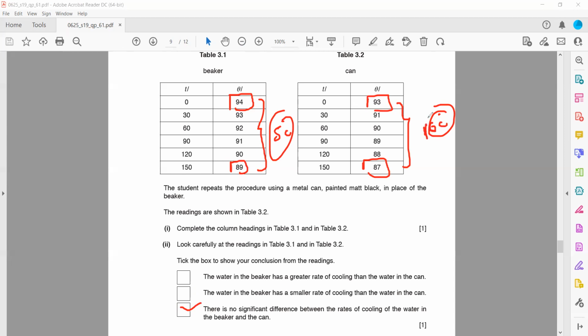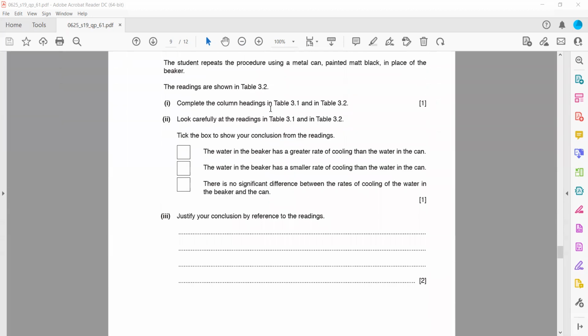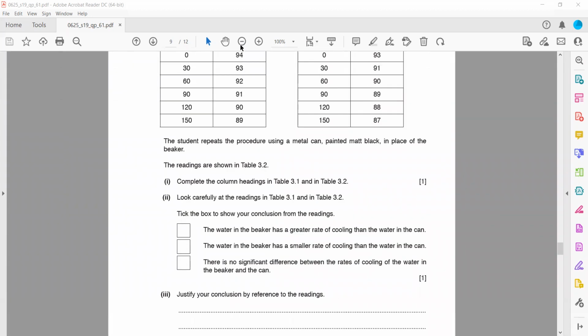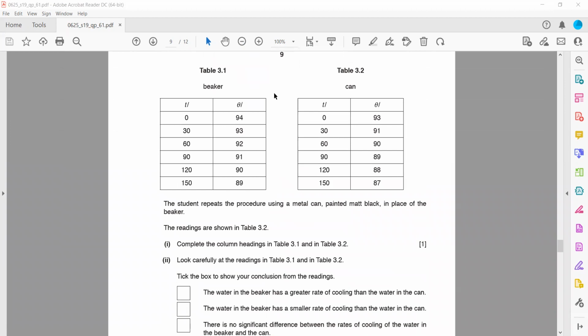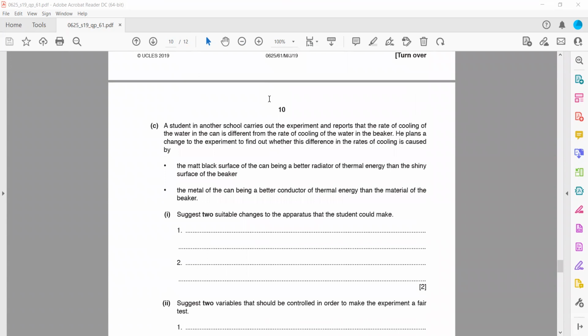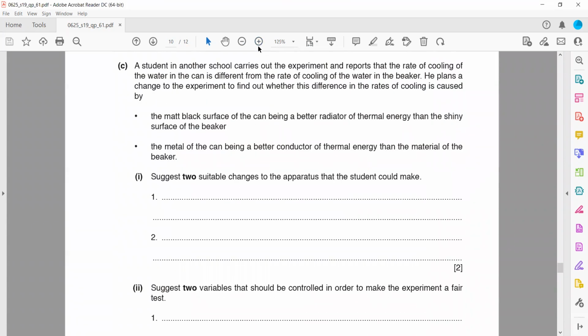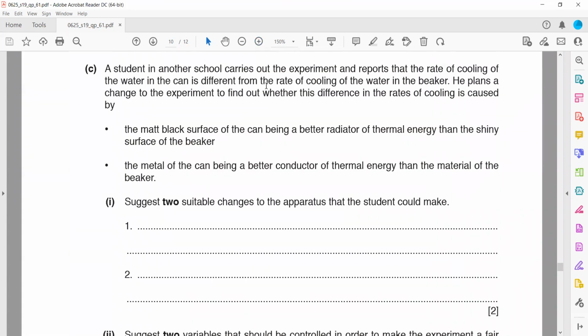Then justify your conclusion by reference to readings. You'll mention for the beaker, the temperature changes by 5, whereas the can changes by 6, which are approximately equal. In part C, a student in another school carries out the experiment and reports that the rate of cooling of water in a can is different from the rate of cooling of water in a beaker. He planned to change the experiment to find whether this difference in rate of cooling is caused by the color or the metal can being a better conductor.